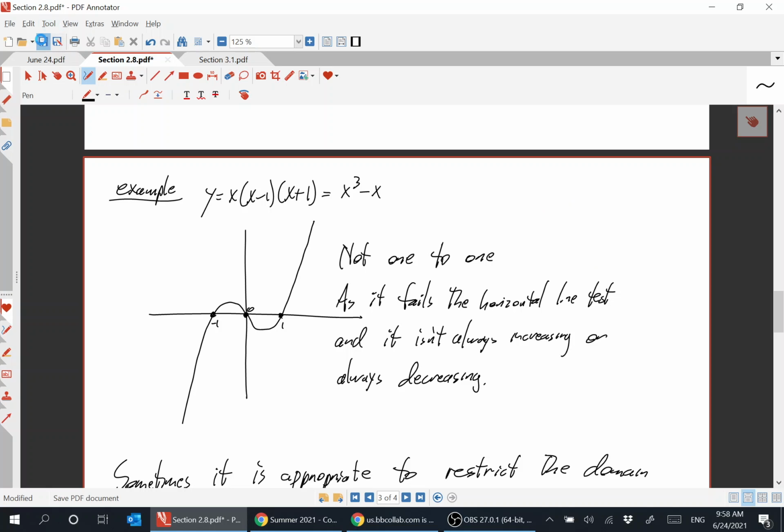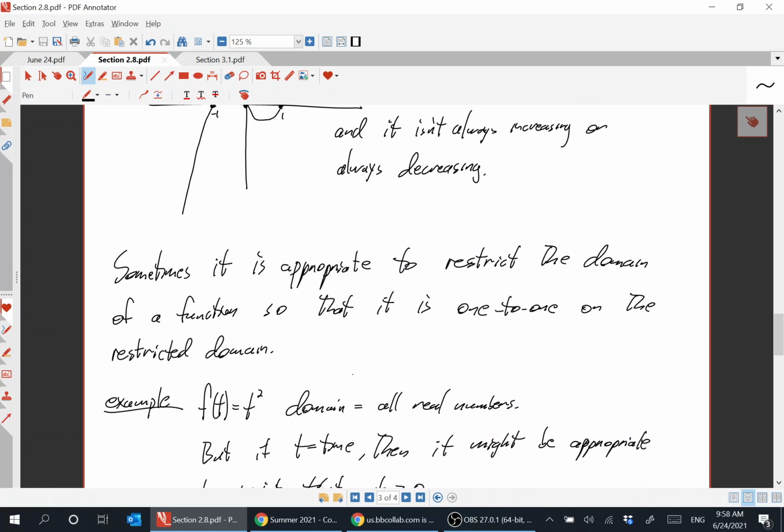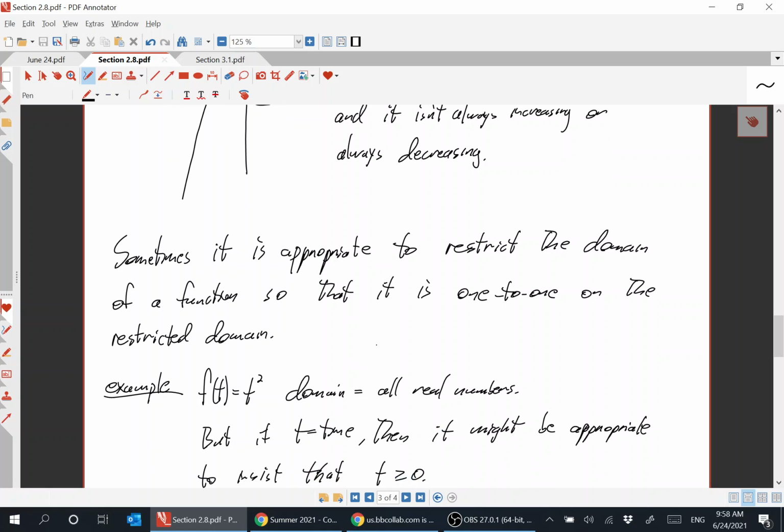So, essentially, always increasing or always decreasing will give you a one-to-one function. Not necessarily the other way around. That one-to-one doesn't always have to be that. And we'll see examples of such later.